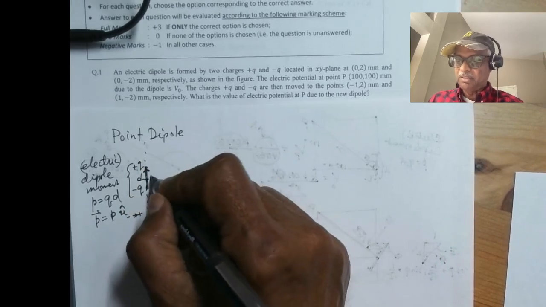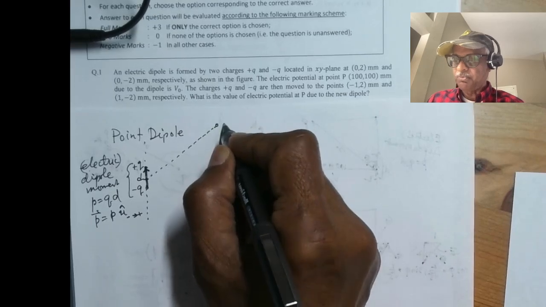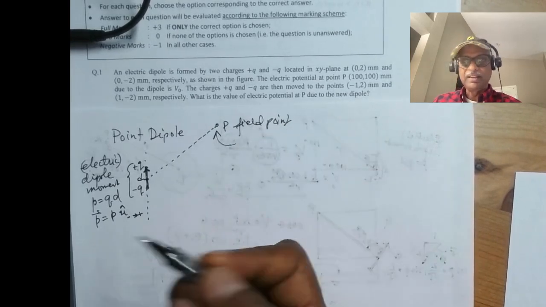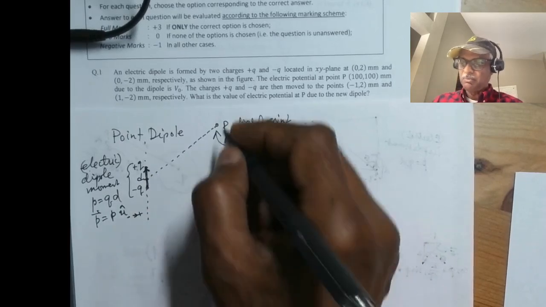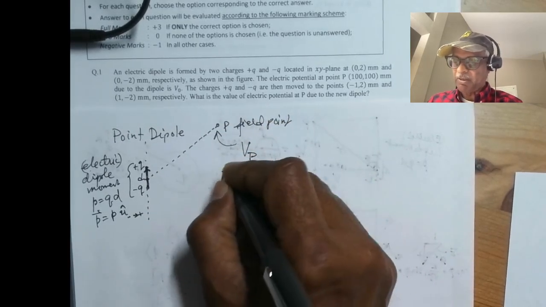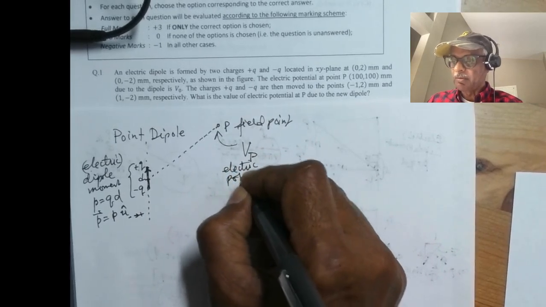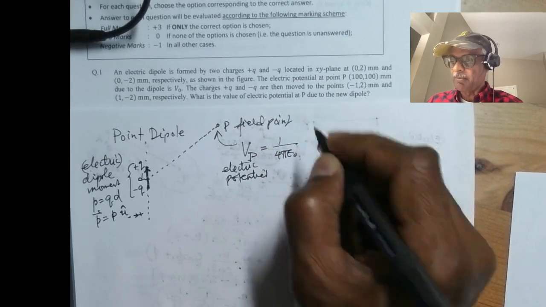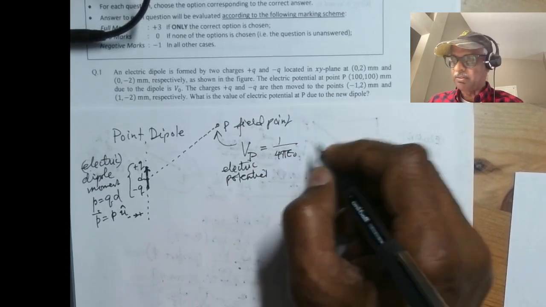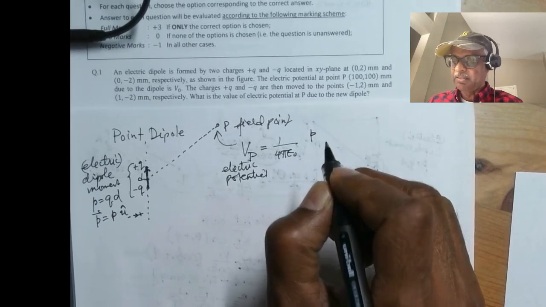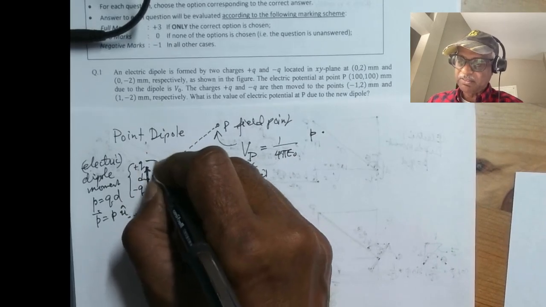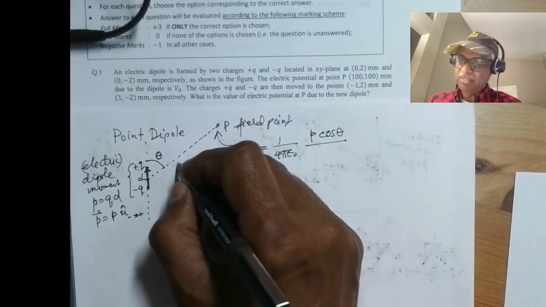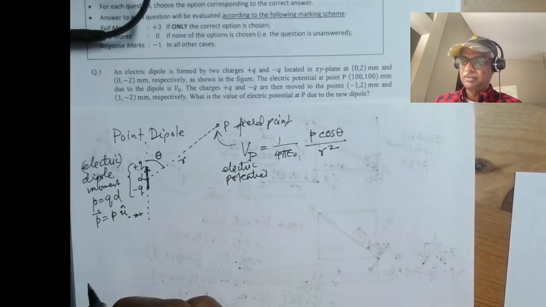And from the center of this, here's the field point. That's where we want the electric potential from this. Okay, so what is the electric potential at this point? It's 1/4 pi epsilon naught, which is sometimes written as K, and P, but because there's a special direction, this angle matters. Let's call it theta, cosine theta over this distance r, but r squared.